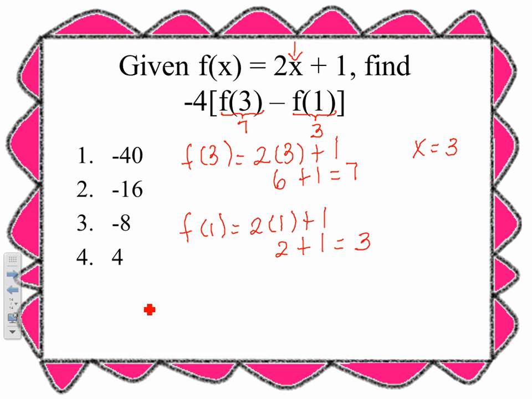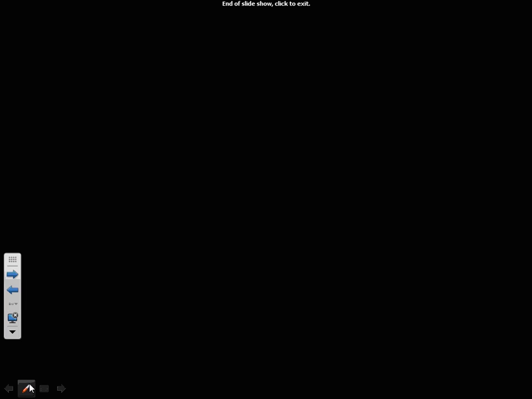So I'm going to rewrite that. That would be negative 4 times, and that's your bracket instead of a parentheses, it's the same thing, 7 minus 3, because f of 3 was 7 and f of 1 was 3. And now we do the subtraction right here. 7 minus 3 would be 4. And then negative 4 times 4 would be negative 16. Alright.